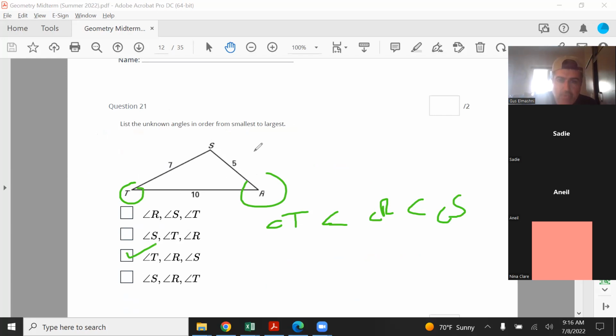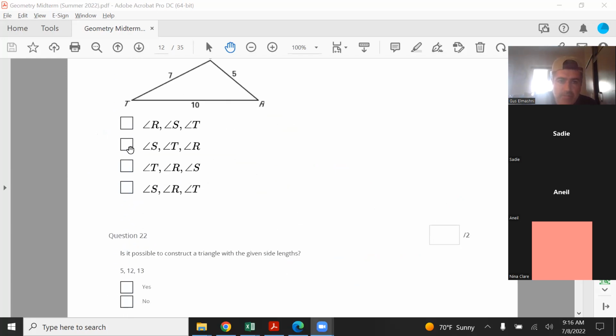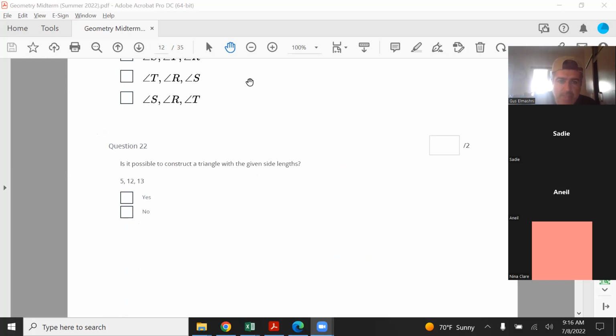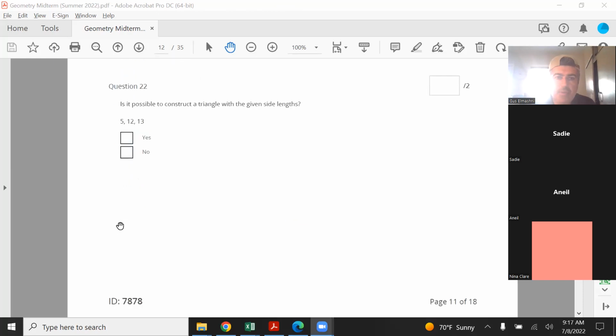Is it possible to construct a triangle with the given sides here? Yeah, 13 is definitely less than 5 plus 12. So yes, you can. Just got 8 more problems to go over.